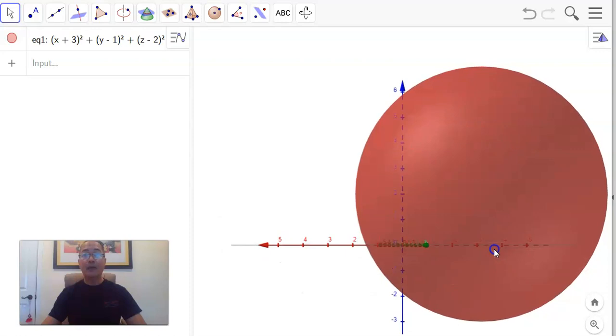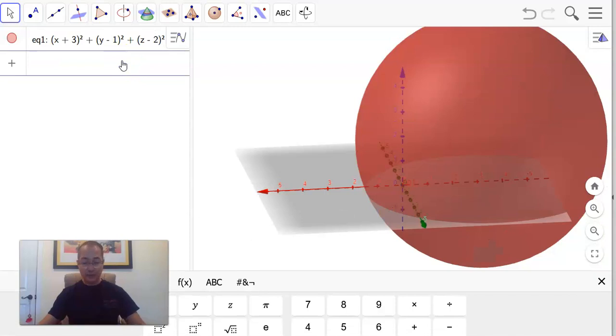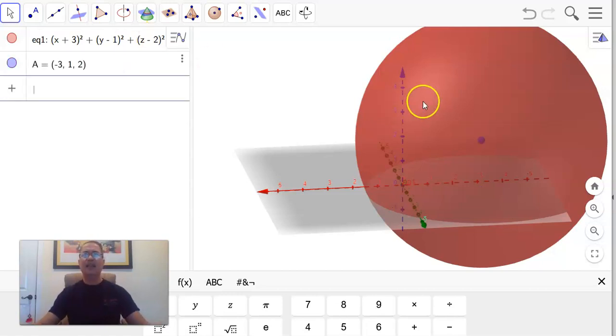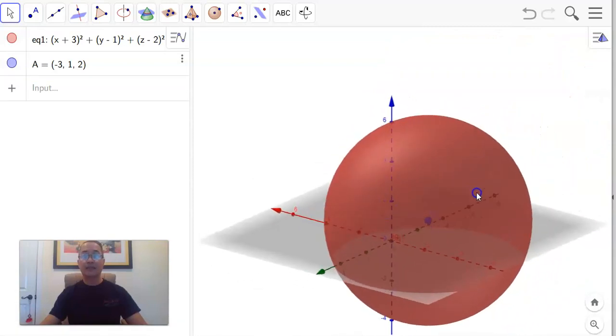Okay, where is the center? Okay, so we can read it off here. The center should be at (-3, 1, 2). Okay, so let's put that in. (-3, 1, 2). Ooh, there it is. That looks like it is dead center of that sphere.